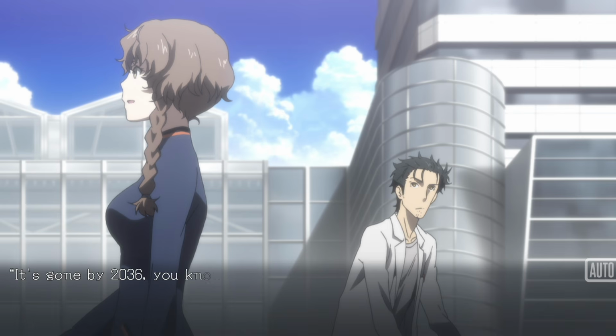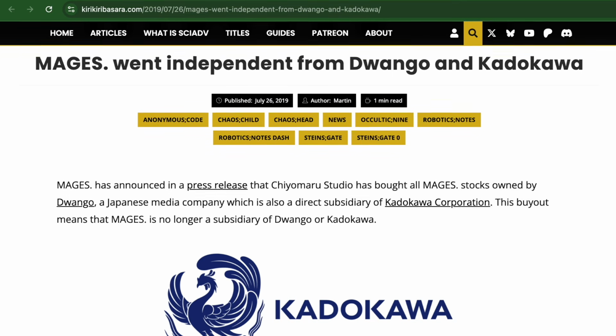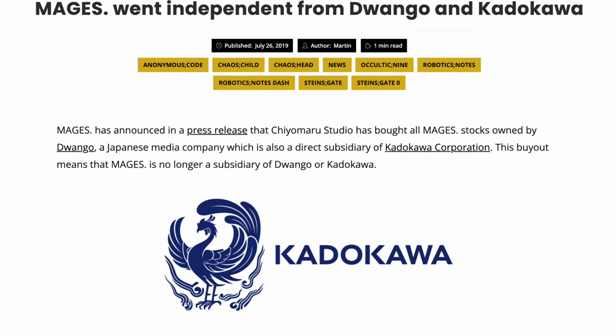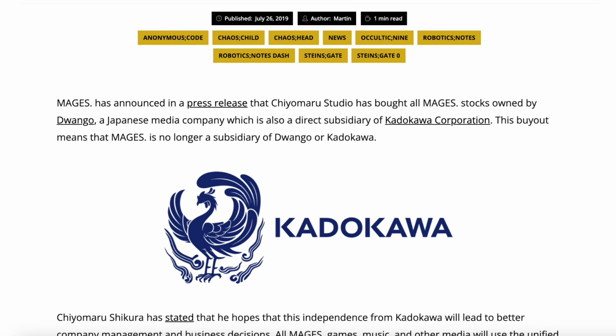For several months, silence continued, and Mages had been facing a very turbulent period, having bought themselves out from Kadokawa and going independent.